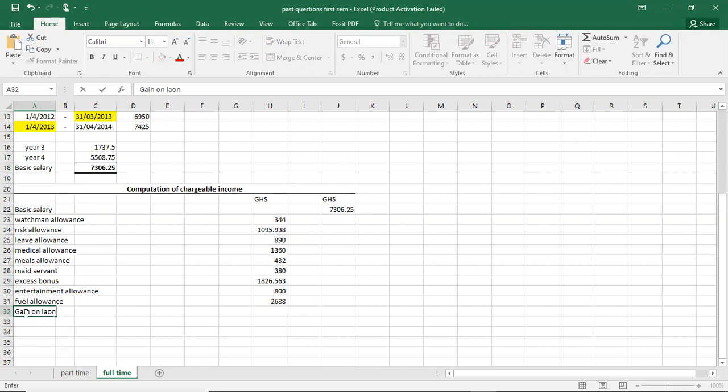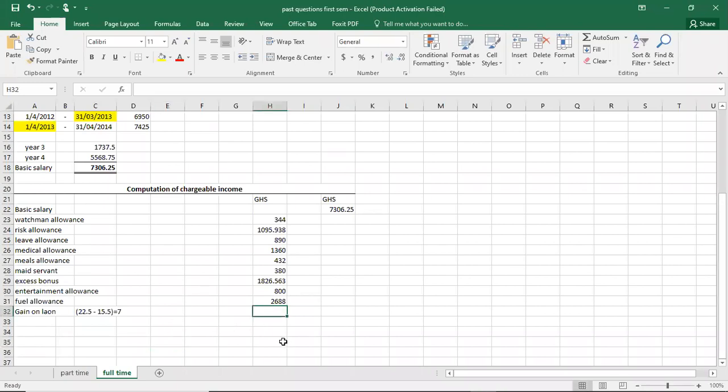And this one is going to be the 22.5 minus the 15.5, which will give you the 7. So the gain he's making is 7%.